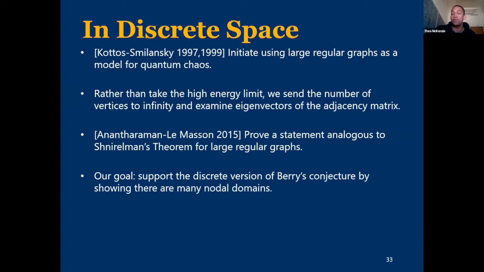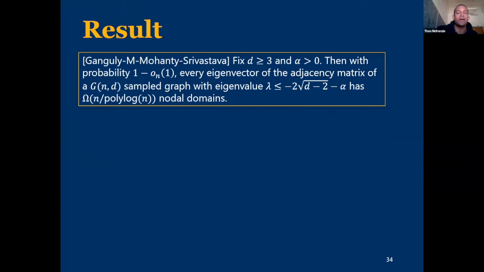Okay, let me move now to the result that we actually showed. What we showed is that if we look at, once again, the adjacency matrix, and I fix the degree d of my graph and some constant alpha, which we'll set to be very small, then with high probability, every eigenvector with small enough eigenvalue has an almost linear number of nodal domains, has omega of n over polylog n nodal domains.